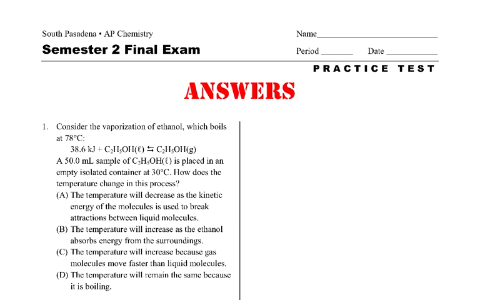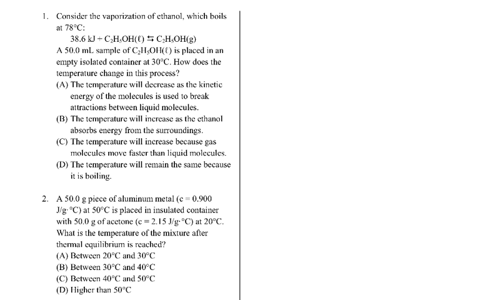Alrighty, we're going to try the practice test answers here. So, number one, consider the vaporization of ethanol, which boils at 78. Here's an equation. We're going from liquid to gas, and the energy is on the left, which means that it's endothermic. A 50 milliliter sample of ethanol is placed in an empty, isolated container at 30 degrees. How does the temperature change in this process?